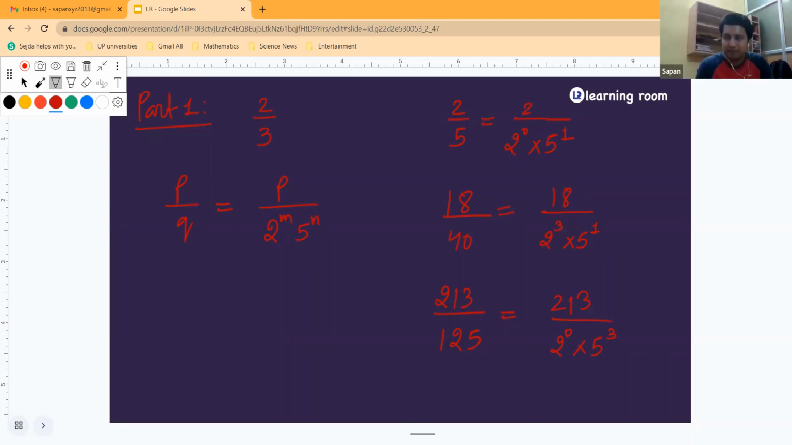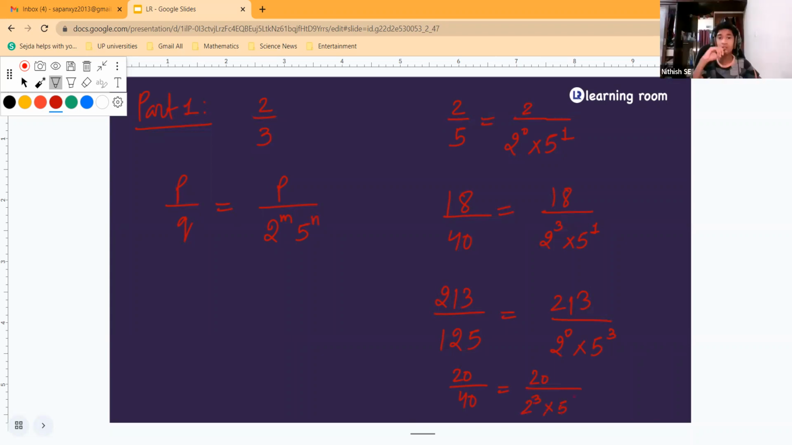What if it's 20 divided by 40? Again, I don't need to reduce it. I just want to see the factorization of the denominator. 20 by 2 to the power of 3 into 5 to the power of 1. Yeah, so it is terminating.